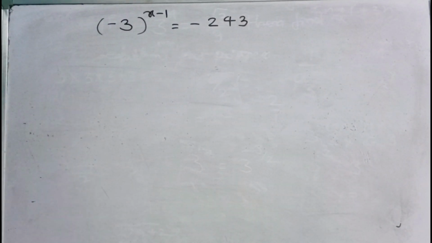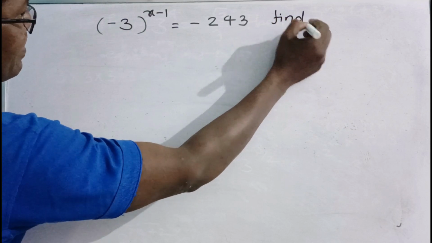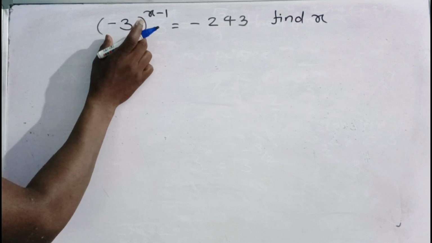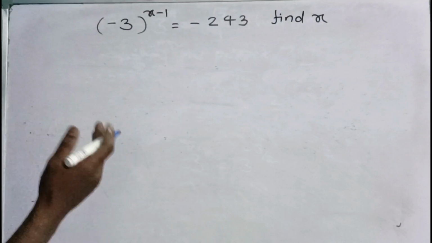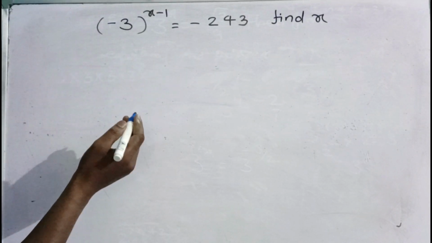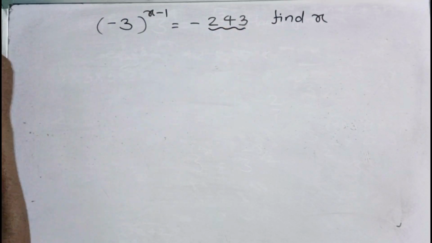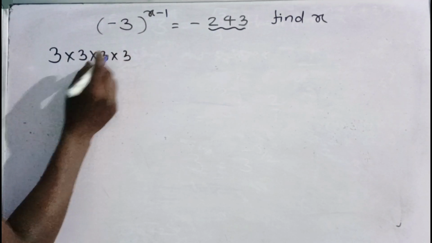We want to solve this problem. Now find x. First of all, we want to make the base the same. We first have to make the base the same. 3 raised to the power x minus 1. Now we have to see how much power of 3 this is. 3 into 3 into 3 into 3.